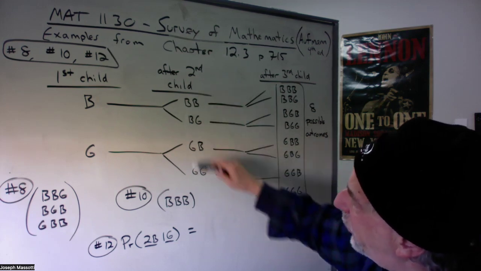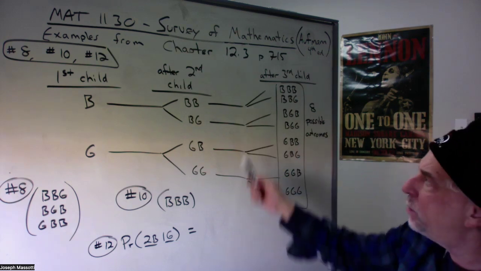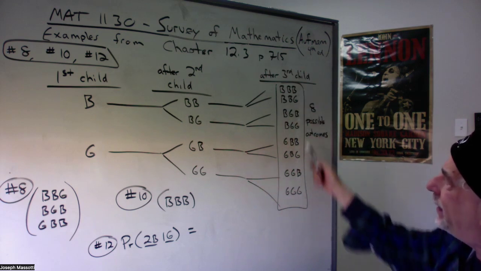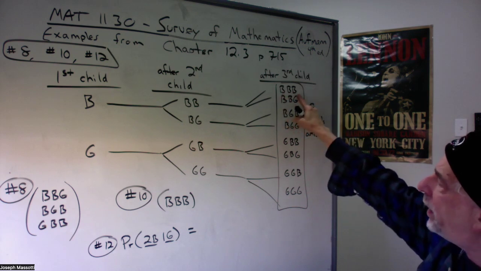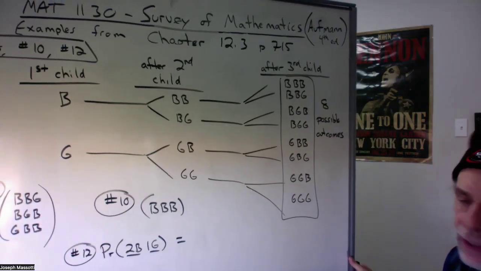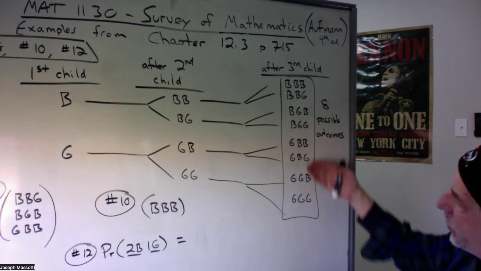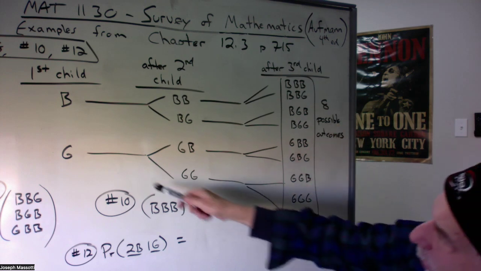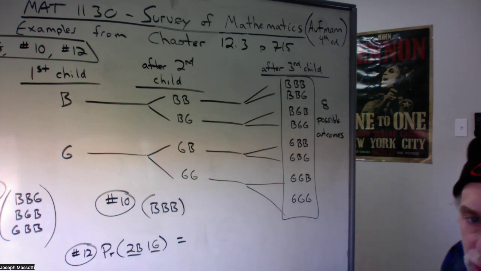So now you have 4 different possibilities after your second child. Just like we did before, these branch out, 2 for each of these 4, and we end up with these 8 possible outcomes after 3 children. You could have all boys, 2 boys and then a girl, a boy and then 2 girls, a boy, a girl, and a boy, and so forth, or 3 girls. So there are 8 possible outcomes. 2 times 2 times 2 gives us these 8 possible outcomes.